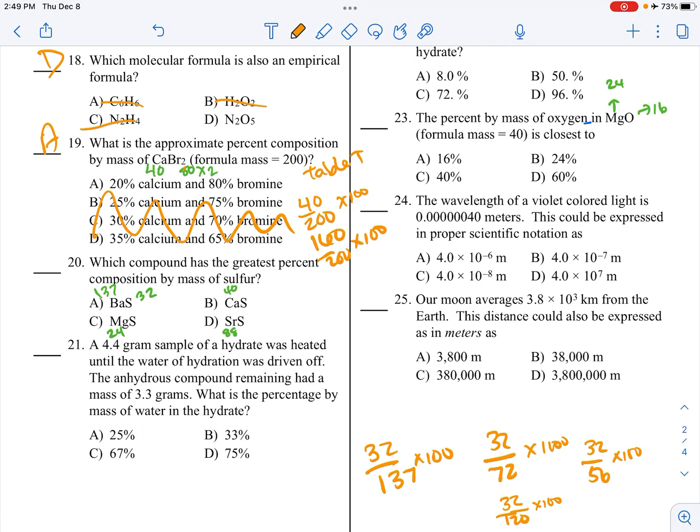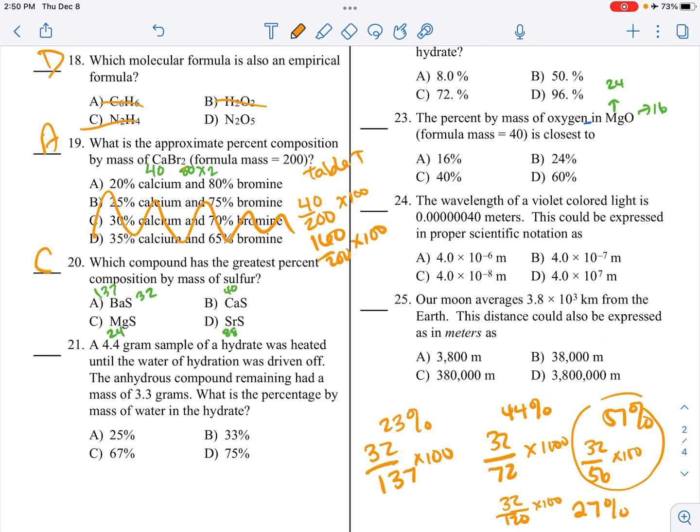So it says the greatest percentage would have the closest ratio. I could do the math. 32 divided by 137 times 100 is going to be 23.3%. 32 divided by 72 is 44.4 repeating, so 44. 32 divided by 56 is going to be 57%. And 32 divided by 120 is going to be 26.6, so 27. So the third one is the answer.